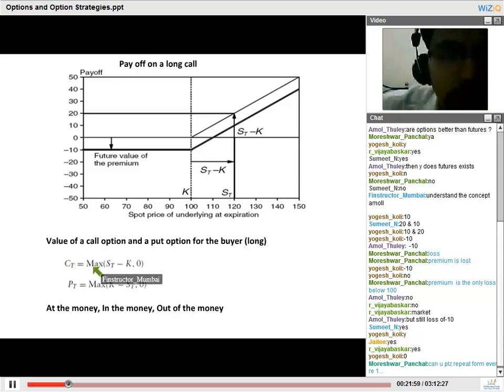So let's look at the formula given. That is the value of a call option. Rather, I'll call it the incremental value of a call option will be given by the maximum of spot price minus the strike price, or 0. So the incremental value will be 120 minus 120 in case the stock ends at 120. If the stock ends at 140, the incremental value will be 40.